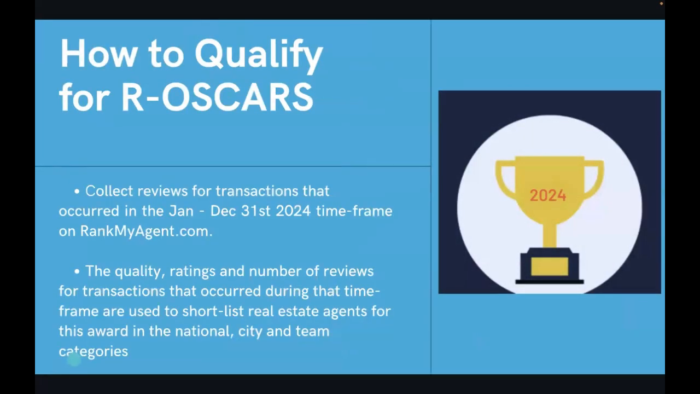So now, if you're wondering how you qualify for our awards, which are called rosters? Basically, you would be collecting reviews for transactions that have happened between January to December of this year. So there is still time. We look at the quality, the rating, and the number of reviews for those transactions that occurred. And then we shortlist the agents for various types of awards, be it the national awards, the city awards, or the team categories. And we're also adding that new category about agents new in the business and doing great with the customer experience.